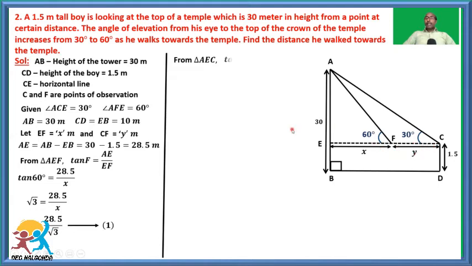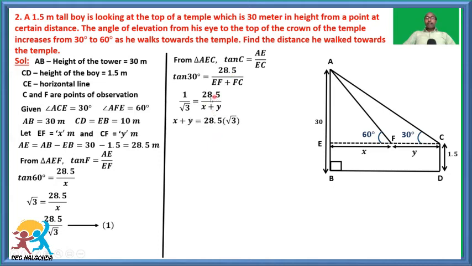So take tan C. Tan C is equal to opposite by adjacent. Opposite to C is AE and adjacent to C is CE. So now substitute the values. Tan C, that is tan 30 degrees, is equal to AE, which we got as 28.5 previously, by EF plus FC. So 1 by root 3 is equal to, here we have taken EF as X, FC as Y. X plus Y is equal to 28.5 into root 3.